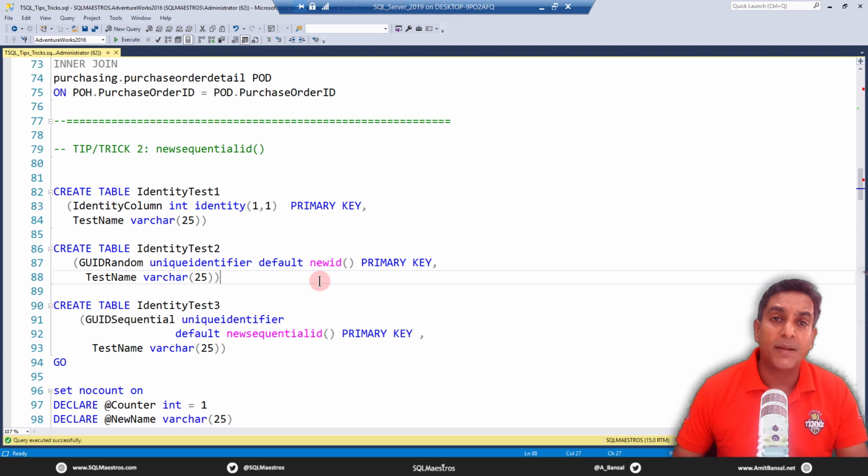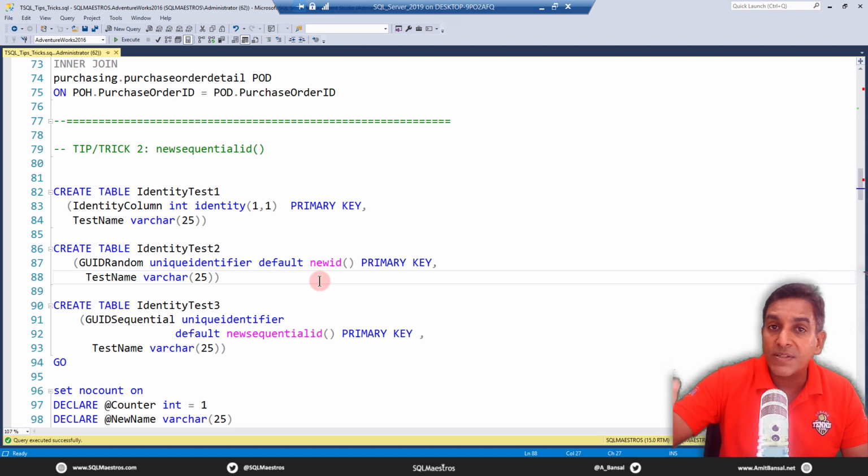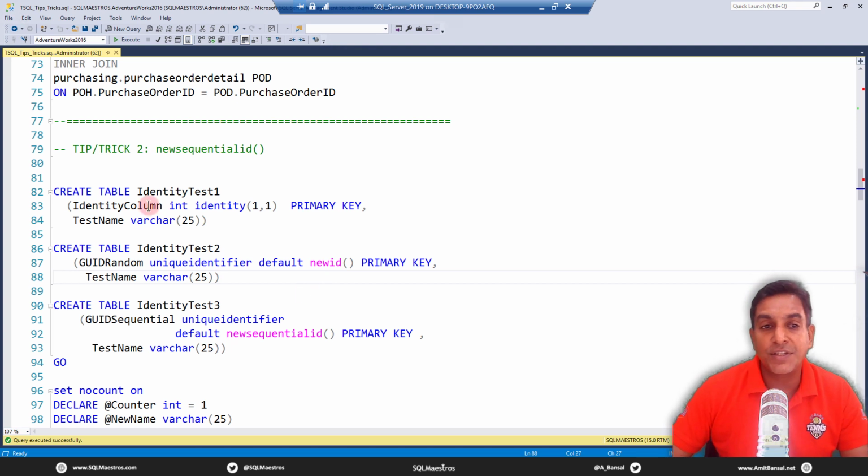So when you create a table, and when you do not have your own format for a primary key, like let's say customer ID, CUST001, something like that, and you depend on the system to generate a primary key for you, we have seen 2 usages here. One is of course the identity column, and then I have seen a lot of usage of the unique identifier data type along with the combination of the new ID function.